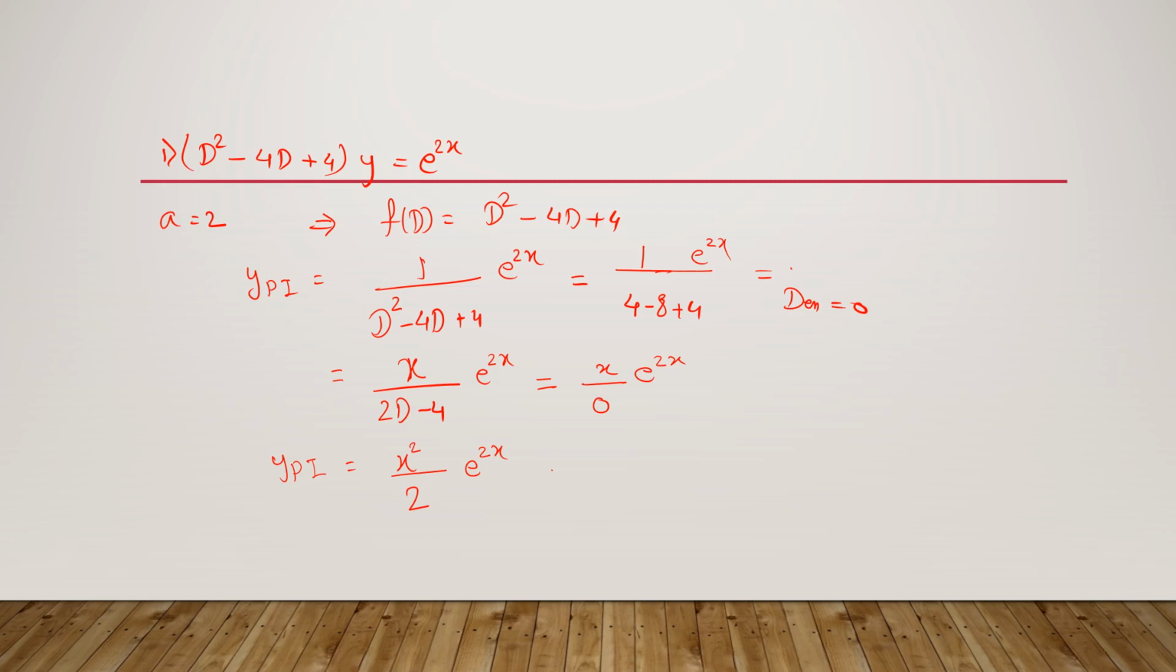In this way we can determine the solution of the differential equation if the value of R is equal to e to the power plus or minus ax. Let us consider another example. So another example is D square minus 3D plus 2, y equal to e to the power 3x.